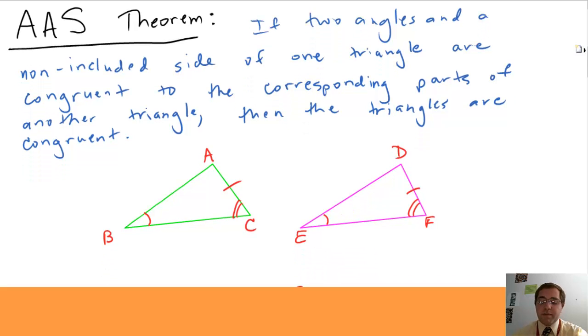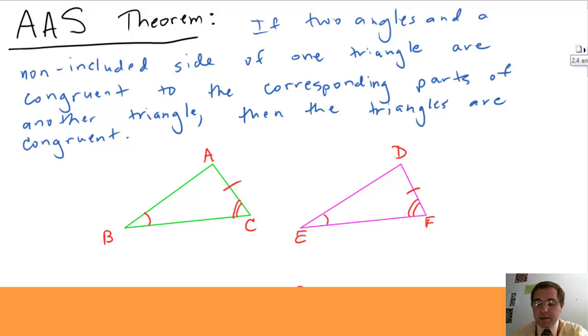So here's the first way. Angle, angle, side. This is a theorem, which means we can prove it directly from one of those 3 postulates we had: side, side, side, side, angle, side, or angle, side, angle. So we don't need to assume that this one is true. We can prove it. And we might do that in class.